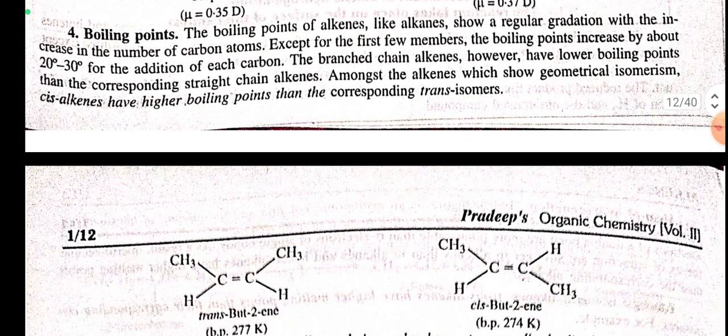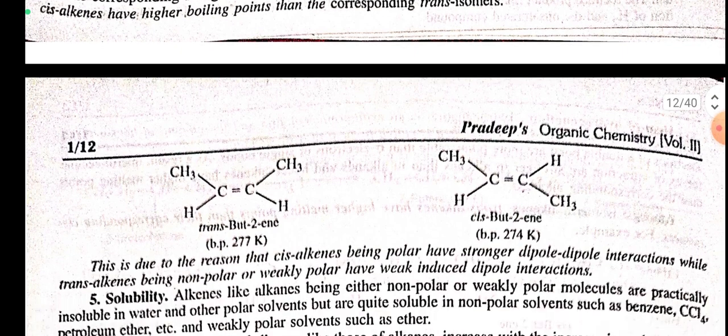Boiling point. The boiling point of alkenes, like alkanes, shows regular gradation with increase in number of carbon atoms. Except for the first few members, the boiling point increases by about 20 to 30 degrees for addition of each carbon. The branched chain alkenes, however, have lower boiling points than the corresponding straight chain alkenes. Amongst the alkenes which show geometrical isomerism, cis alkenes have a higher boiling point than the trans isomers.